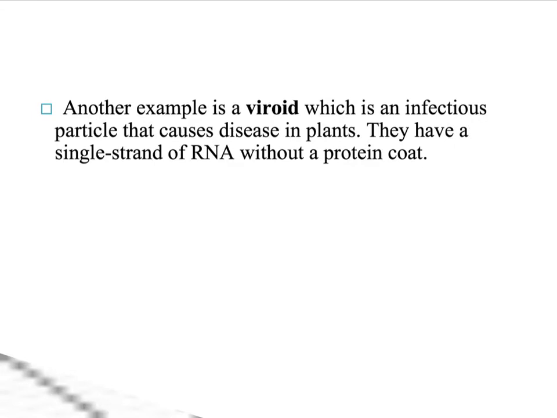So another example of something that is a pathogen is called a viroid. Now, this one is unique because it only causes diseases in plants. So we cannot get sick from viroids. We get sick from viruses. So they're a similar word, but they're different. Now, the viroids are single-strand RNA without a protein coat. The difference there is that viruses do have a protein coat.